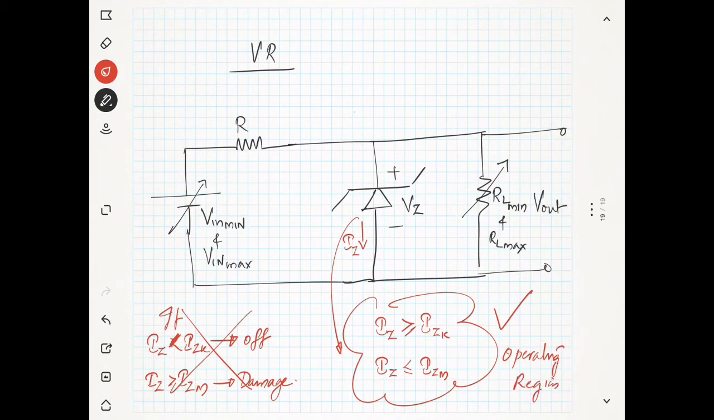So the current should satisfy the condition that IZ should be less than the maximum limit, and it should be greater than IZK, which is the minimum limit. That means the current in the Zener diode should be between some minimum point and a maximum point. Okay, it should be in a suitable operating region. So with this notion in mind, we will discuss a problem, a design problem.